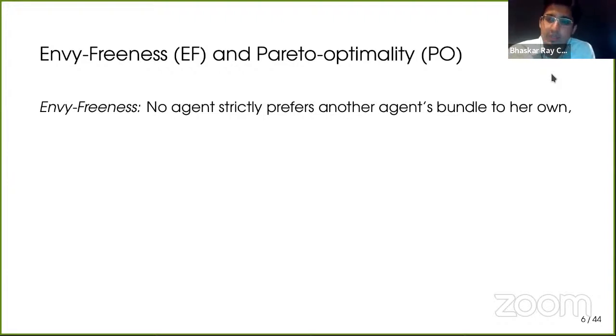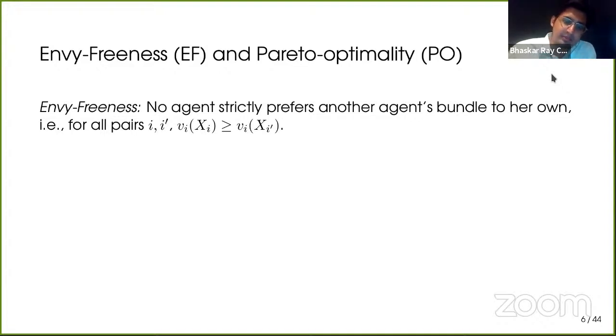So given an allocation, say x1 up to xn, with each xi being allocated to agent i, I say that an agent i envies an agent i prime if i strictly prefers i prime's bundle to his own. So naturally, an allocation is envy-free if every agent prefers his bundle at least as much as he prefers any other bundle. Mathematically speaking, for all pairs of agents i and i prime, I have that vi of xi is greater than or equal to vi of xi prime.